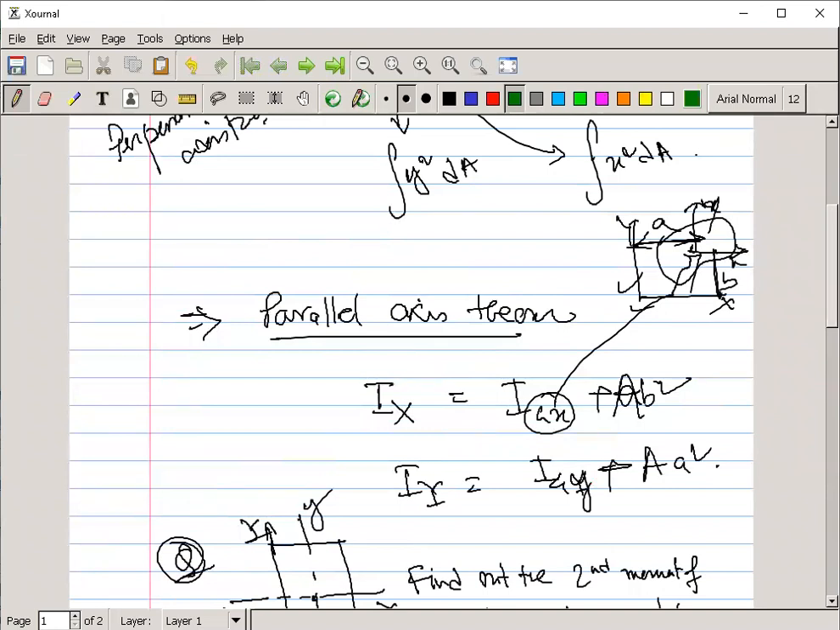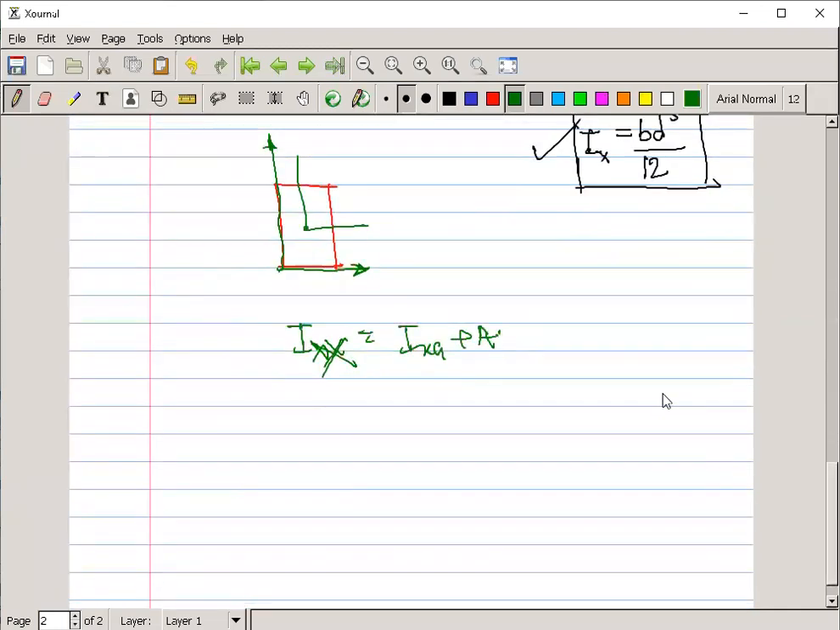Instead of y, here I have used b square, and instead of the distance between the two axes, I have used a, for your easy convenience. So again I have used the same nomenclature here. It means this distance is b, this distance is a. Now here you have to simply put b d cube by 12.